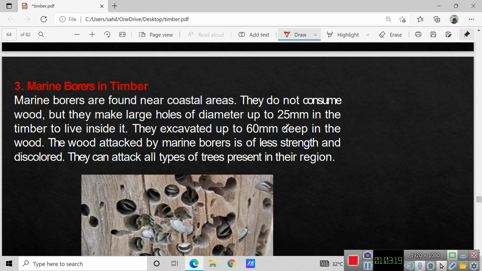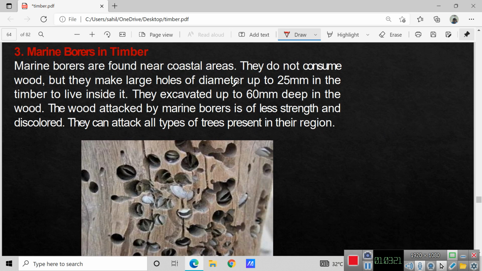Now three is marine borers in timbers. Marine borers are found near coastal areas. They do not consume wood, but they make large holes of diameter up to 25 mm in the timber to live inside it. They excavate up to 60 mm deep in the wood. The wood attacked by marine borers is of less strength and discolored. They can attack all types of trees present in their region.